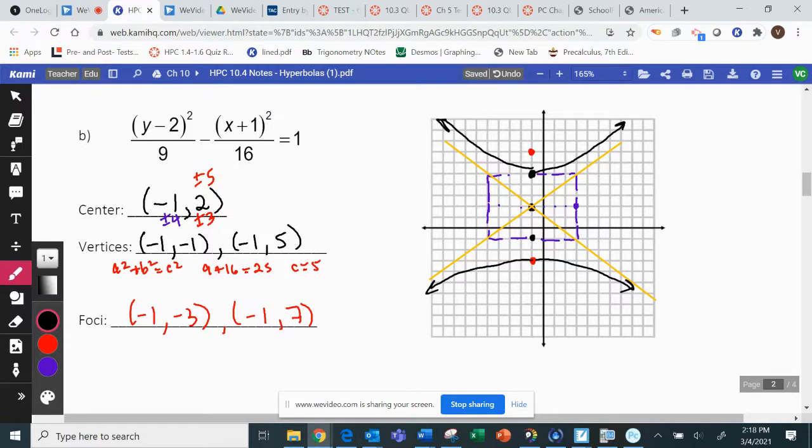And then you're going to draw your hyperbola arms so they're getting closer to the asymptote. And they're rounded.